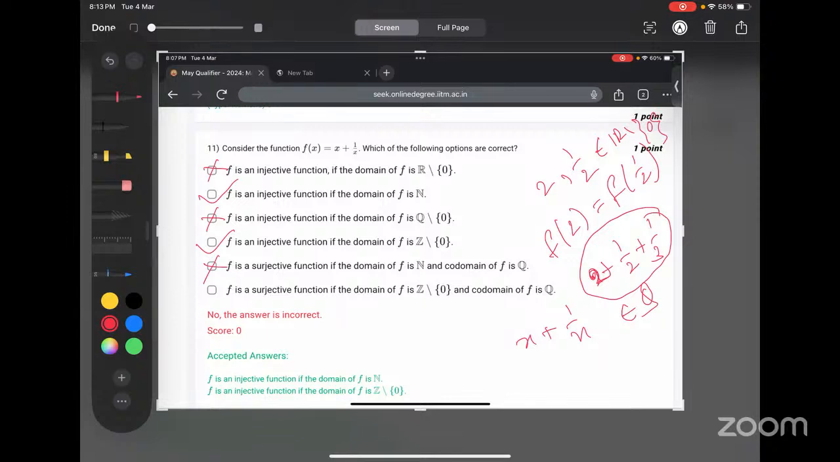Even we can work with the same example if the domain is integer. Yes, for integers also, this point doesn't have any pre-image. So the last option is also incorrect. If you have any doubt, you can ask.